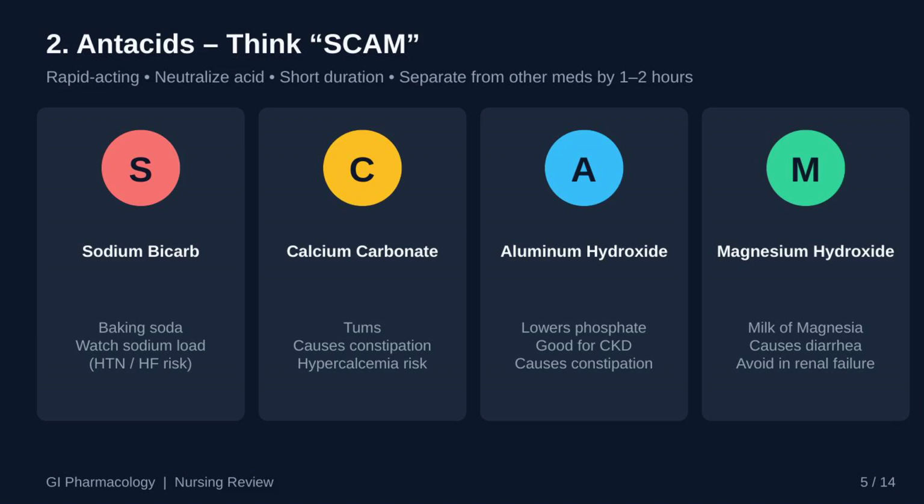Antacids neutralize acid quickly but have a short duration. Remember the mnemonic SCAM. Sodium bicarbonate can increase sodium load. Calcium carbonate and aluminum hydroxide cause constipation. Magnesium hydroxide causes diarrhea and should be avoided in renal failure. Always separate antacids from other medications by 1 to 2 hours.